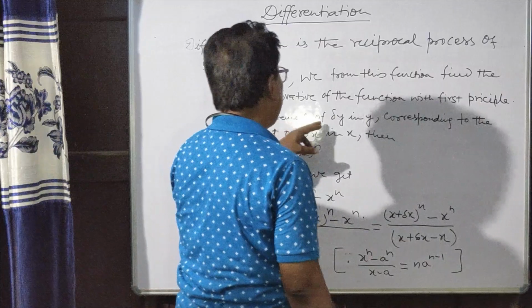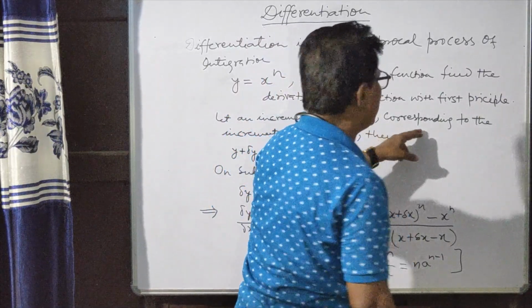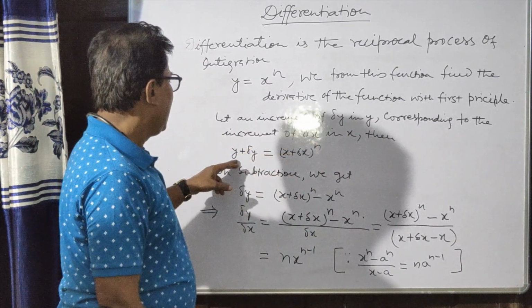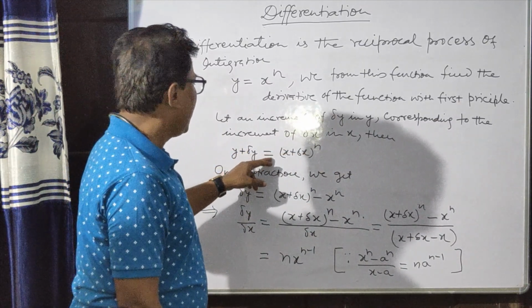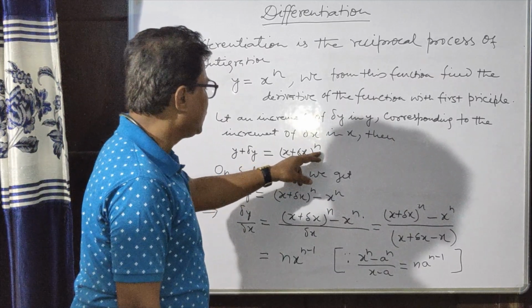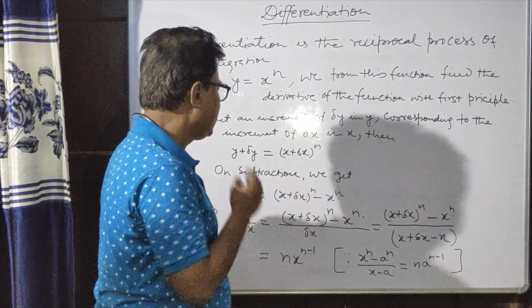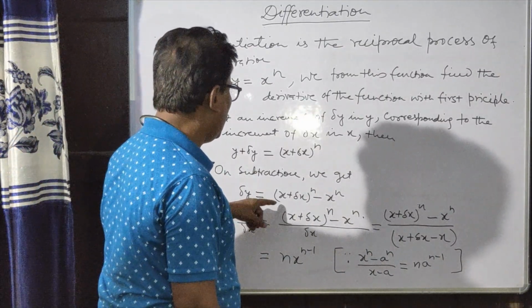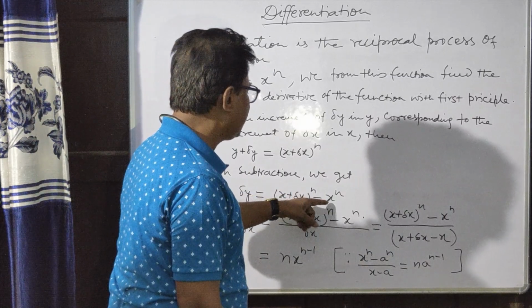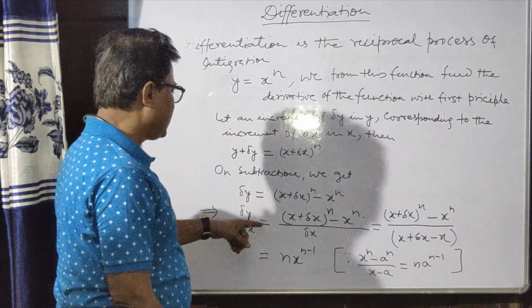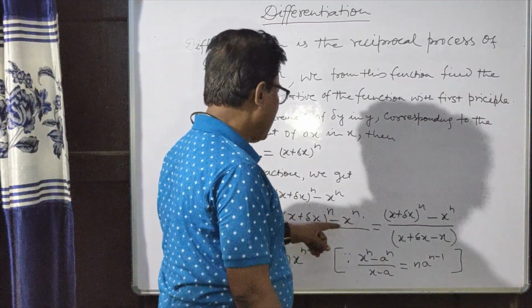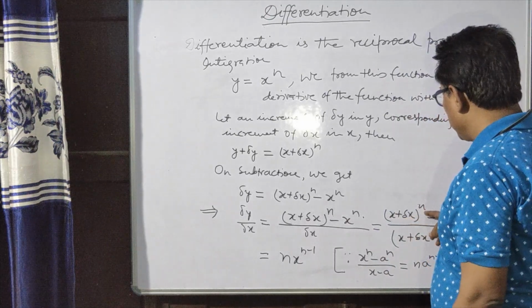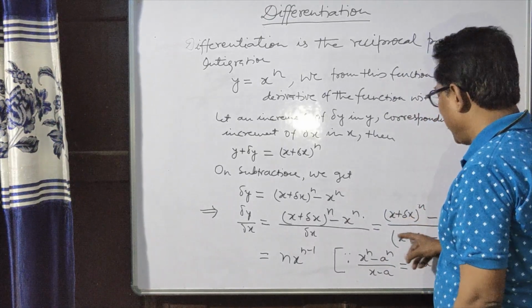Let there be an increment of del y in y corresponding to the increment of del x in x. In that position, y plus del y equals (x plus del x) to the power n. On subtraction, we get del y equals (x plus del x) to the power n minus x to the power n. So del y by del x equals ((x plus del x) to the power n minus x to the power n) divided by del x.